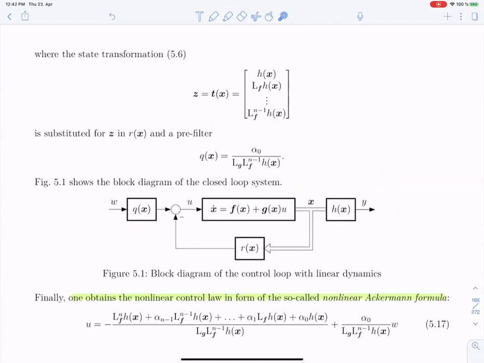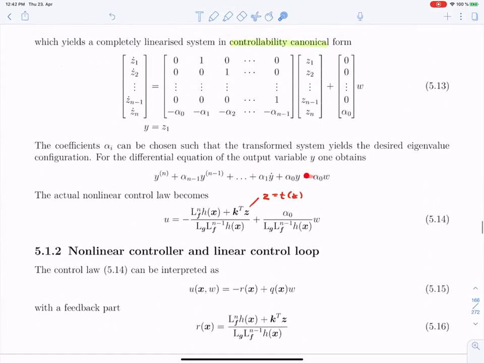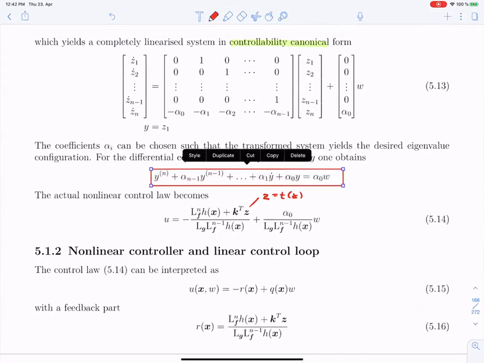Everything here is nonlinear. The system itself is nonlinear. The output, of course, as well. The first part of the control law is nonlinear. The second one as well, and all in all, although everything is nonlinear, the system behaves like this. Okay, so I just put a red box around this to make this very obvious for you. This is our closed loop transfer function, and it's a linear transfer function. Okay.